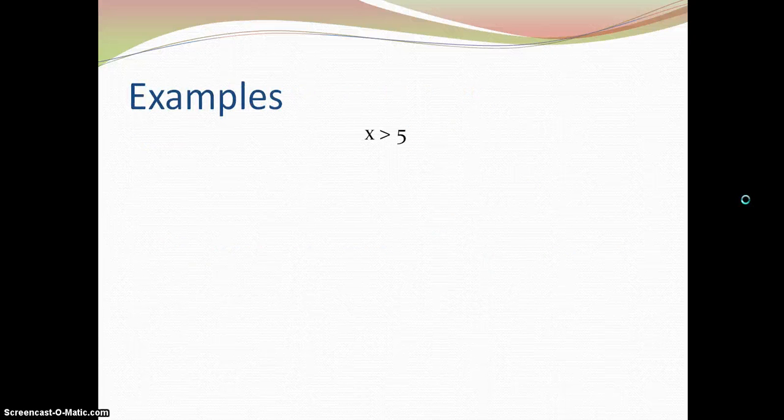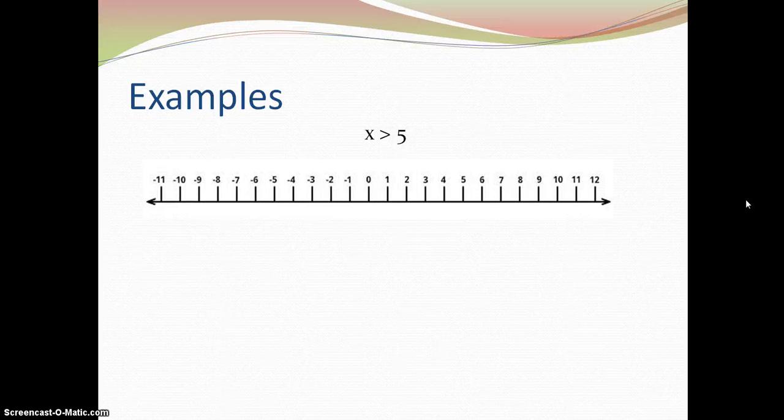So here's our first one. It says x is greater than 5. This means that we are talking about all the numbers bigger than 5, which is why we use a number line. So here's our number line. We're going to locate the number 5, and since it doesn't include the number 5, that's why we're doing an open circle. Now it's all the numbers bigger than 5, which are to the right on the number line, so we're going to draw a line with an arrow at the end to show that we're going to keep going.